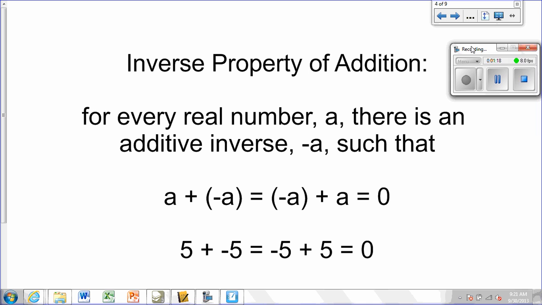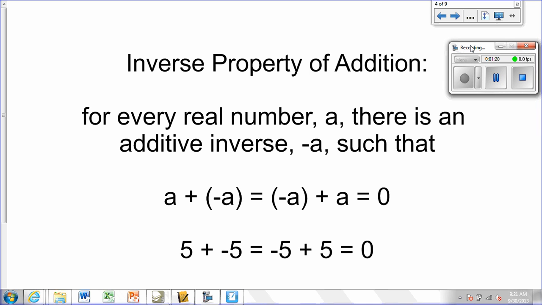The inverse property of addition states that for every real number a, there is an additive inverse, negative a, or the opposite of a, such that a plus the opposite of a is equal to the opposite of a plus a, which is equal to 0. So it doesn't matter which order you put it in. And again, what property lets us switch the order? Hope you said commutative property of addition. Another example using numbers would be 5 plus negative 5 is equal to negative 5 plus 5, which also equals 0. 5 and negative 5 are inverses.